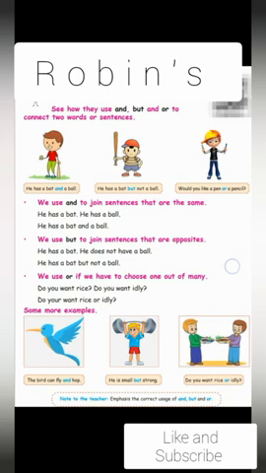A ball. So the same subject here also, but the sentence is in negative sense. It is opposite, positive, negative. Positive means it's an affirmative one, and negative means it's opposite. Okay, so we have to join the sentences using the conjunction but. He has a bat but not a ball.